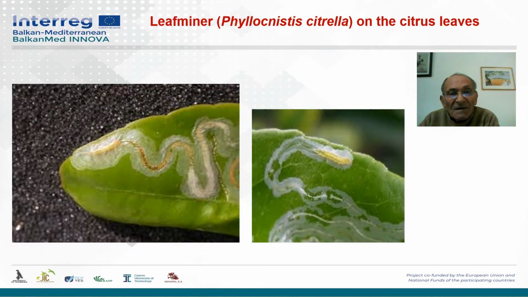We see here a leaf miner, Phyllocnistis citrella, on citrus leaves. If you look closely inside the tissue of the leaves, we see the larva feeding on the chlorophyll of the leaves. You see the form of the gallery. This insect is a key insect in citrus, especially in young trees, especially in nurseries. In big trees, it's not such a big problem, but this is the form of gallery of this kind of insect.